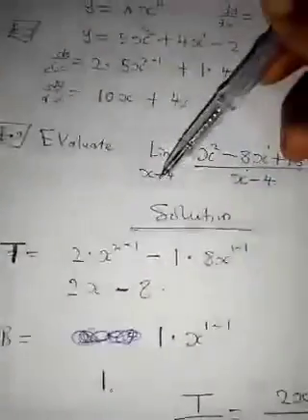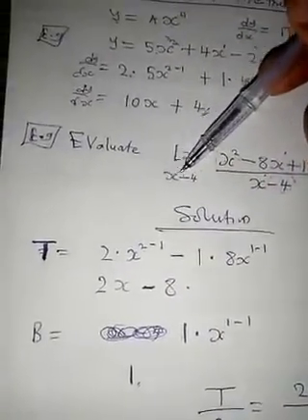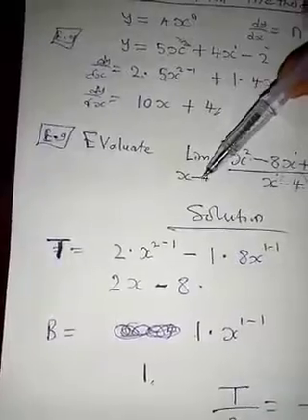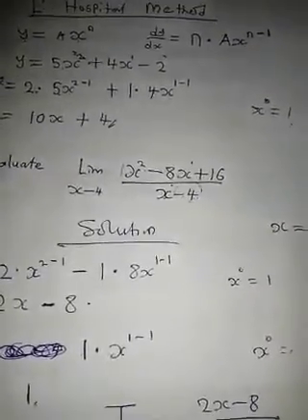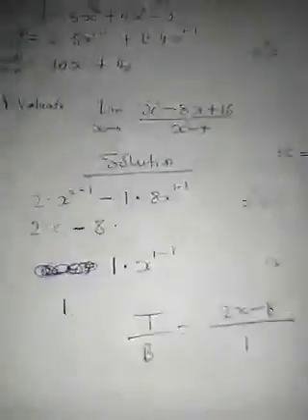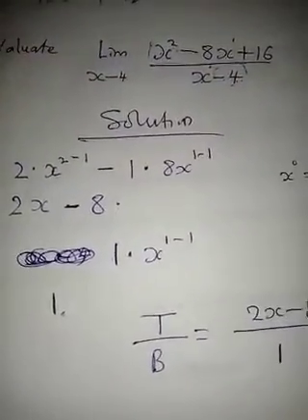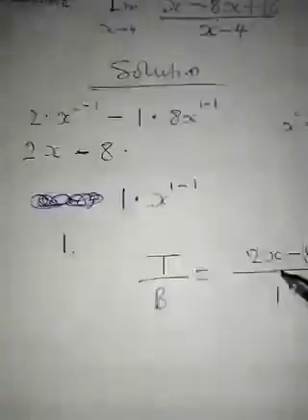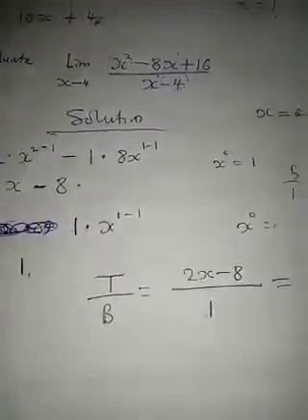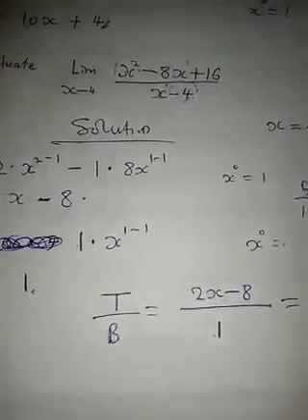We know that due to the question we are told that x approaches 4, which means x is equal to 4. We know that. And 5 over 1 is still the same thing as 5. So this over this is still the same thing as 2x minus 8.